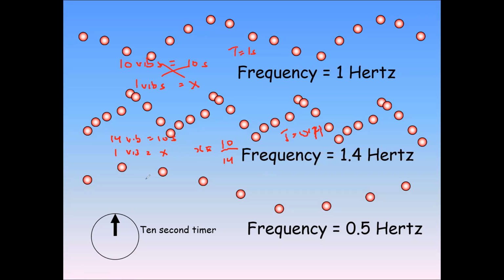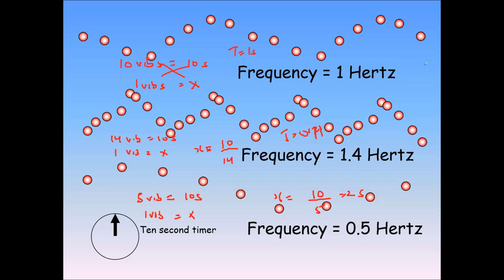And what about the last one? It was having 5 vibrations in 10 seconds. So one vibration will take x. So when we cross multiply, what will be x? It will be 10 divided by 5, which is equal to 2 seconds. So each vibration is approximately taking 2 seconds.